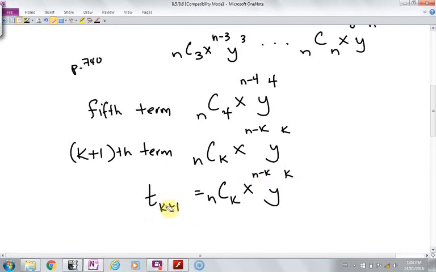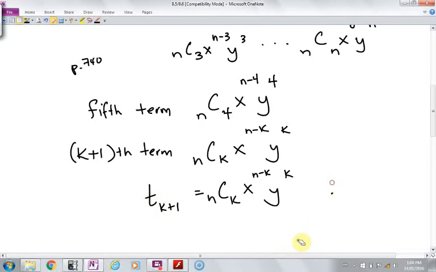What that means is that when we're expanding it to the power of 5, like we did here, how many terms are in that expansion? Count them. 6 terms in the expansion. So there's one more term than there is the exponent that we have.